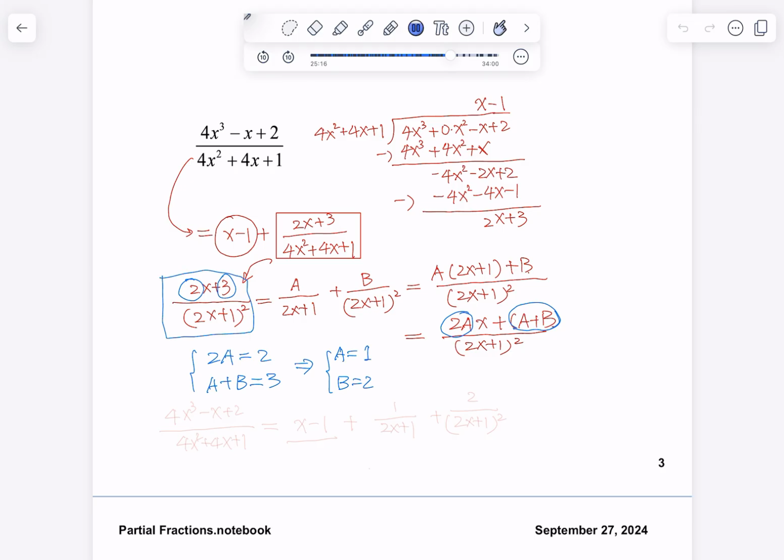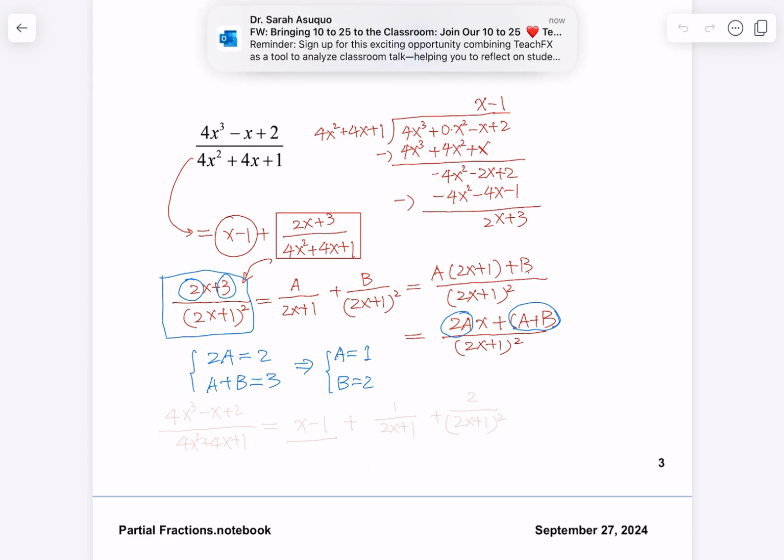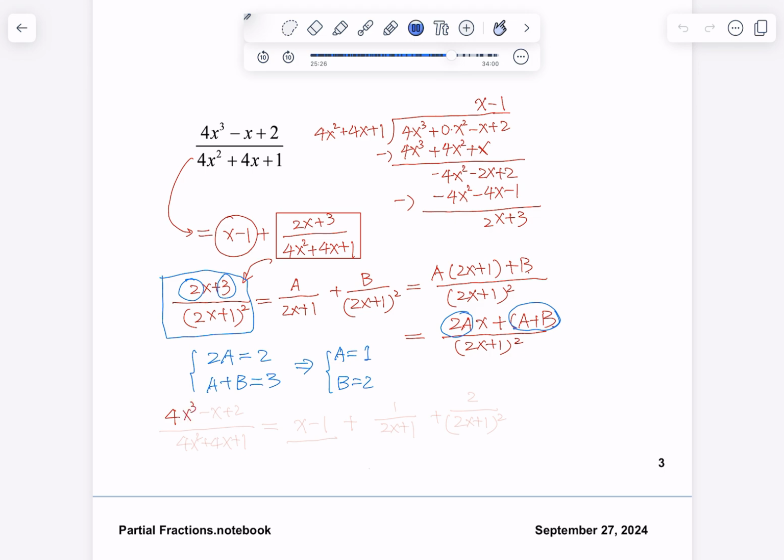If you put all things together, the final decomposition of the original rational function will be the following. 4x cubed minus x plus 2 divided by 4x squared plus 4x plus 1 equals x minus 1. So this is gotten from the non-division slant asymptote.